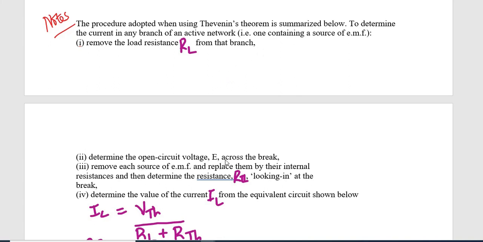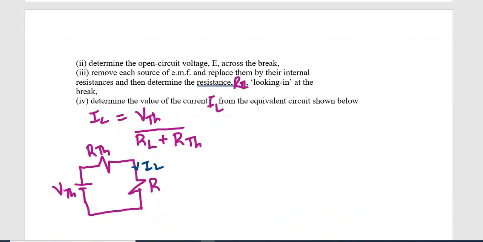Determine the open circuit voltage EC across the break. Remove each source of EMF and replace them by their internal resistances, and then determine the resistance RTH, which is Thevenin's resistance, looking in at the break. Then determine the value of current IL from the equivalent circuit as shown below. You can use this formula: IL is equal to VTH over RL plus RTH, and this is just an application of Kirchhoff's law inside a loop.